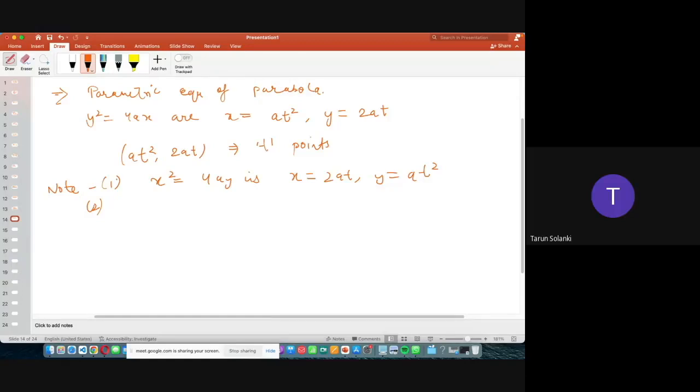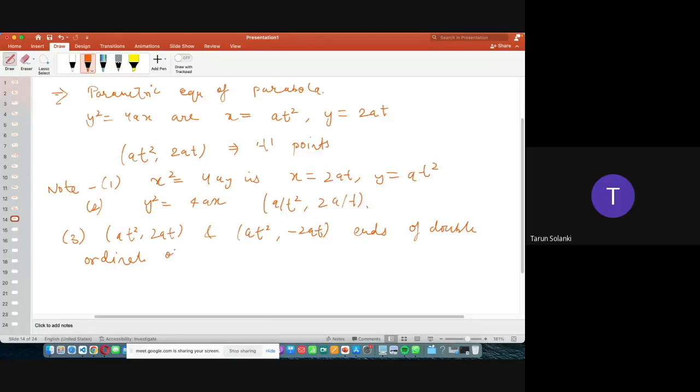Second note, any point on the parabola y square equals 4ax can be written as (a by t square, 2a by t). Next one, the ends of a double ordinate of a parabola can be taken as (at square, 2at) and (at square, minus 2at). This is for the ends of a double ordinate of a parabola.